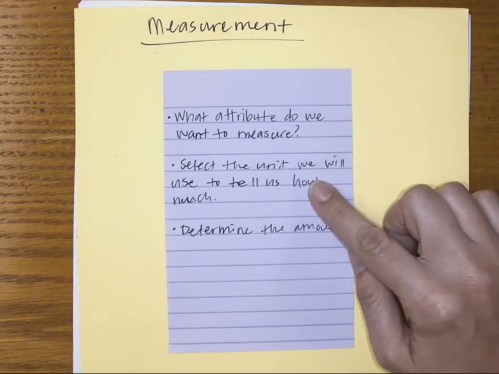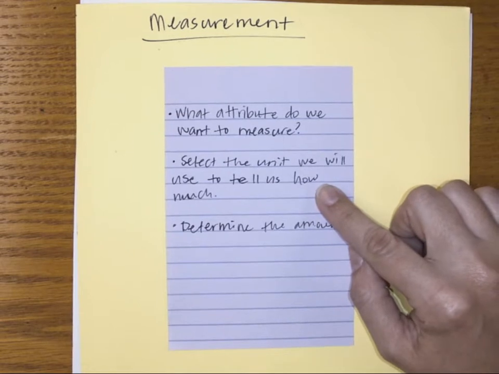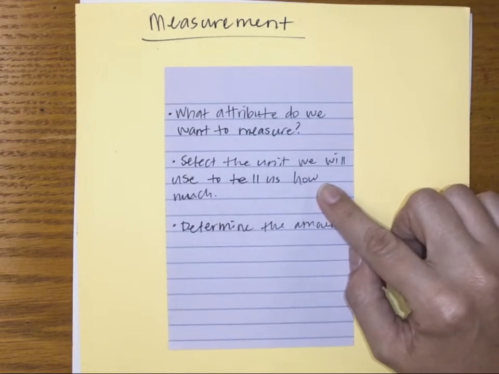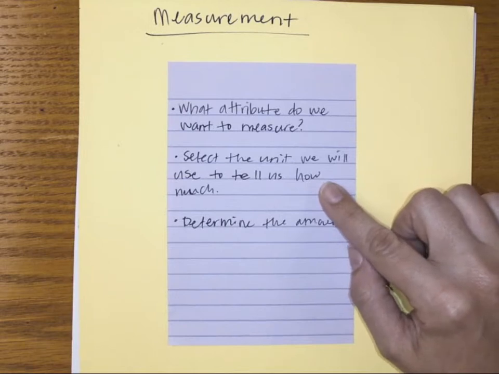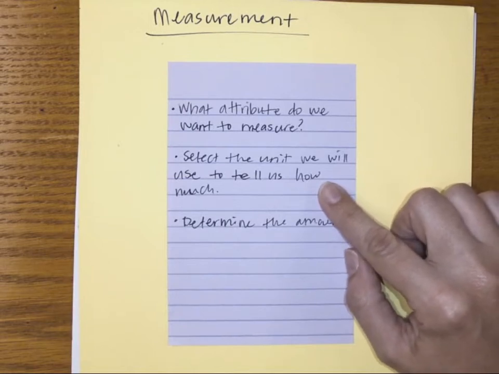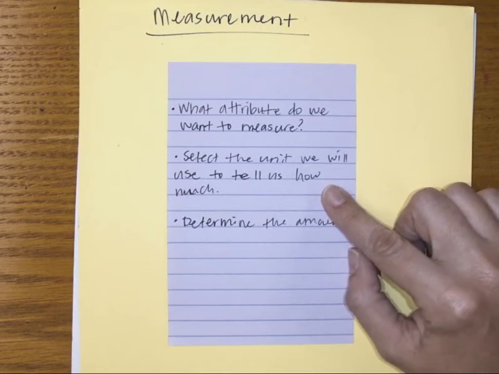Okay, so the next thing we want to do is select the unit we will use to tell us how much. If you were figuring out how tall you are, are you figuring it out in feet? Are you figuring it out in inches? A combination of the two? Are we doing it in meters? Centimeters? Millimeters? Okay, and that's just height. We could do this with all sorts of things.